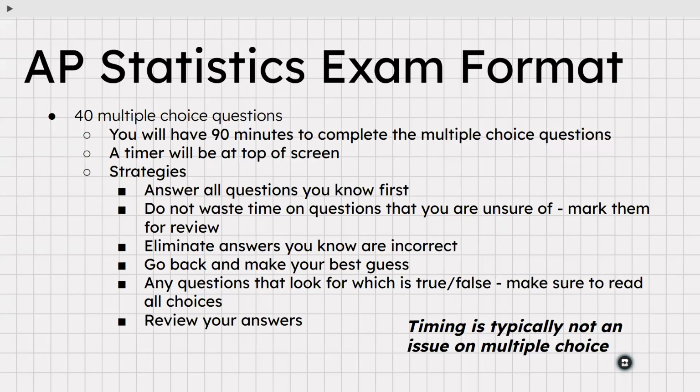And then if you have the time, review all of your answers. So that's multiple choice questions.